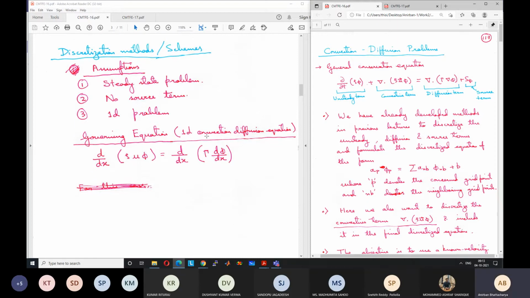So this is our governing equation, the same equation. But now after these assumptions, the unsteady term has gone, the source term has gone. And because it's a 1D convection diffusion problem, we can write del dot rho u phi as d/dx of rho u phi, where u is the magnitude, the velocity in the x direction, not the vector u. This is equal to d/dx of gamma d phi/dx, because we only have variation along the x direction.